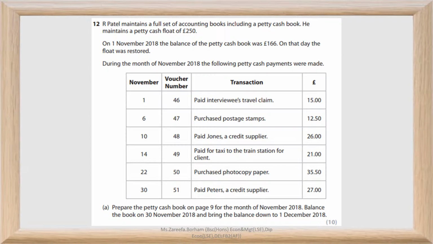His float is 250 while he had a balance of 166 on 1st of November, along with the float being restored on the same day. The transactions related to November are given and we have been asked to prepare the Petty Cash Book for November, bringing down the balance for 1st December.